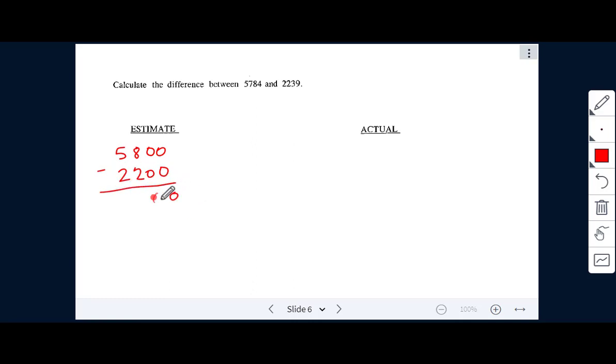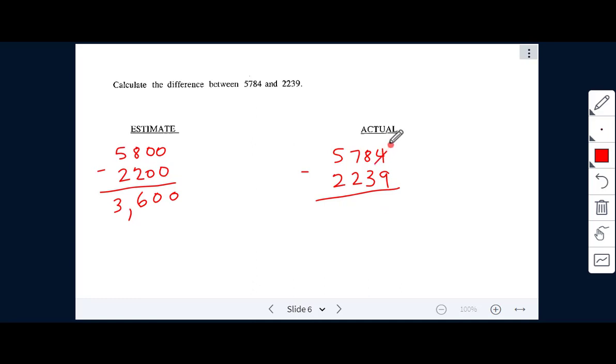Right, so 0, 0, 8 minus 2, that's 6. And 5 minus 2, that's 3. So our estimate should be about 3,600. All right, let's do the actual. So keep in mind you have the minuend. The minuend is 5,784. The subtrahend is 2,239.